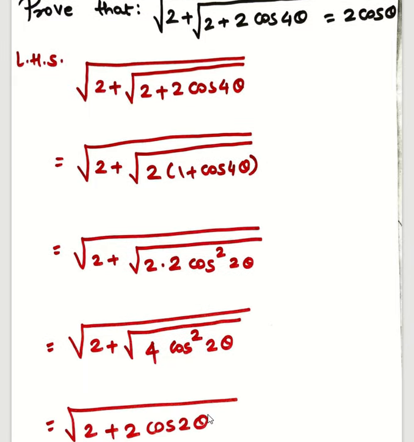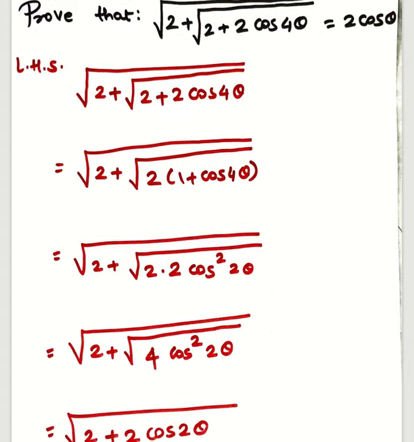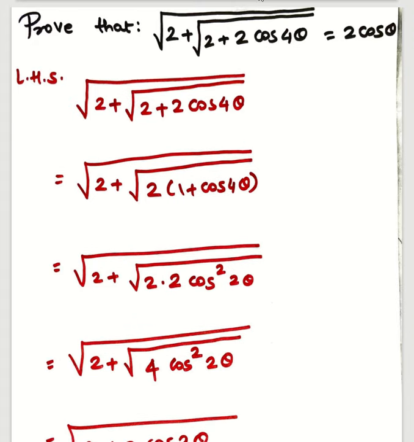Now this is a very important question actually. Prove that √(2 + √(2 + 2 cos 4θ)) = 2 cos θ. This is a very important question. So first of all we will write the left hand side as it is in the question. What exactly you have to do is start with the inner root first and try to remove all the inner roots, then only you will get this right hand side answer.